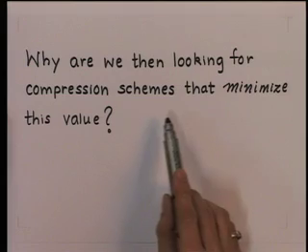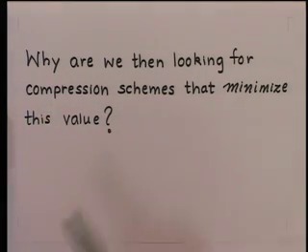At least for the examples discussed here, it seems that the average mutual information represents the rate. However, based on our earlier study, we can say that the average mutual information between the source output and the reconstruction is a measure of the information conveyed by the reconstruction about the source. So, the natural question is, why are we then looking for compression schemes that minimize this value?